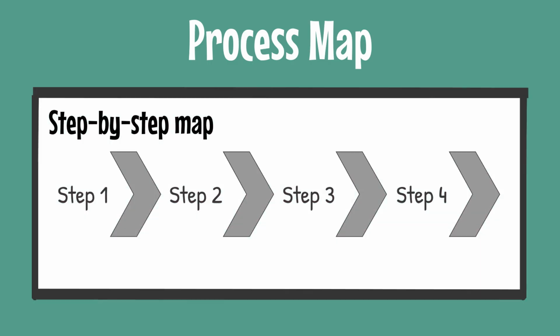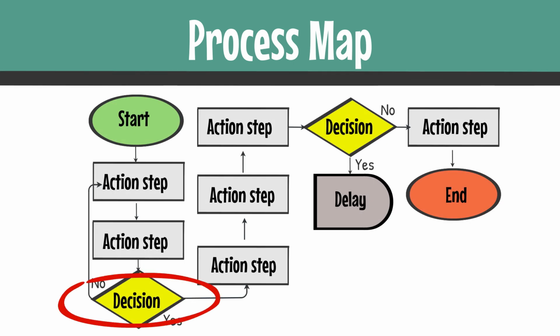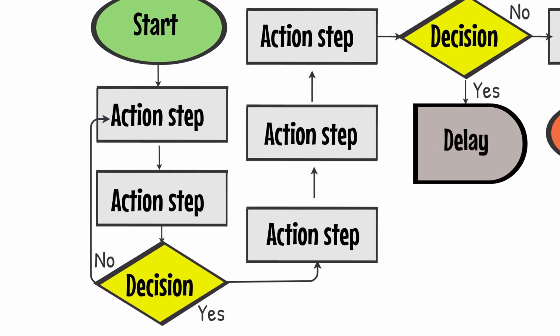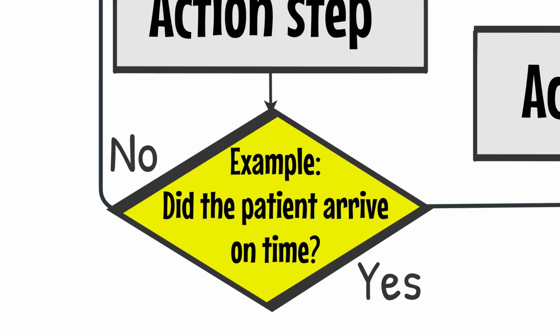The most basic or high-level map is a simple step-by-step map. It just shows the main actions in order. No decision points. No branches. This kind of map is useful for getting started or outlining straightforward workflows. A more complex version includes decision points, places where the process branches based on what's happening. Adding these decision diamonds helps capture variation and complexity in the process.